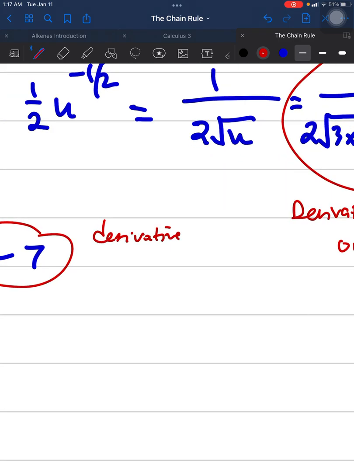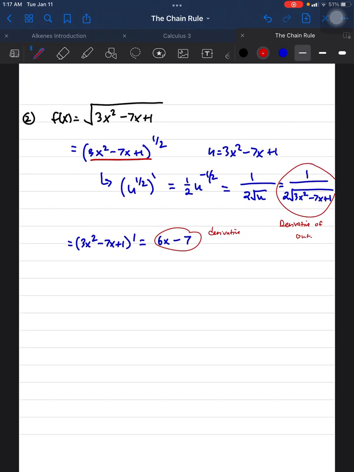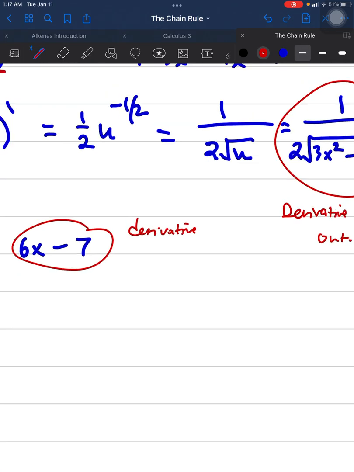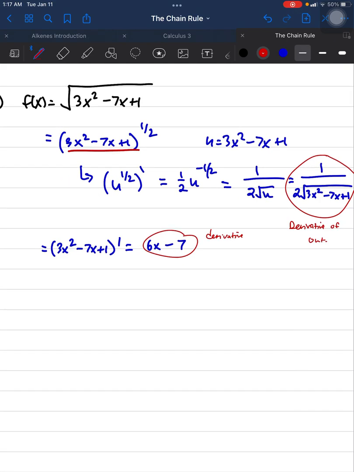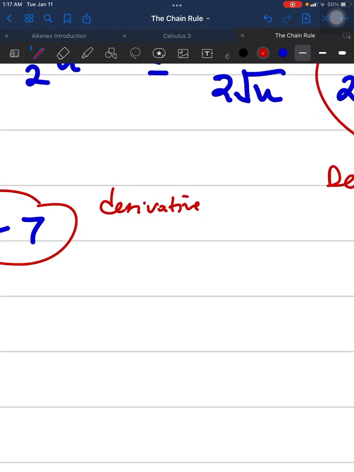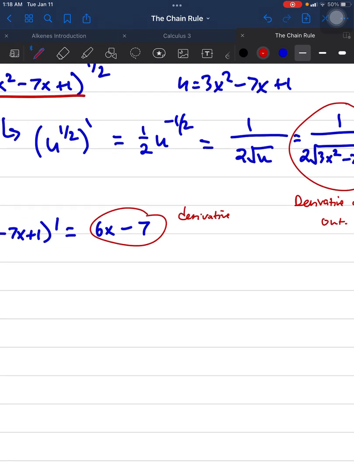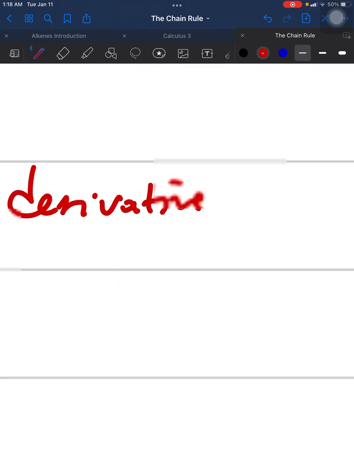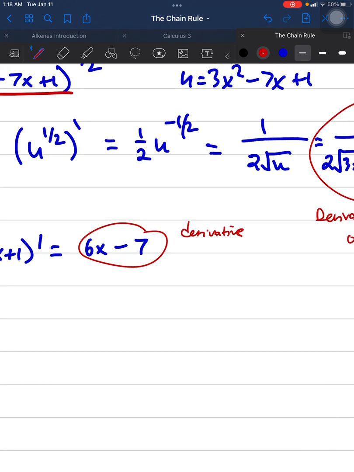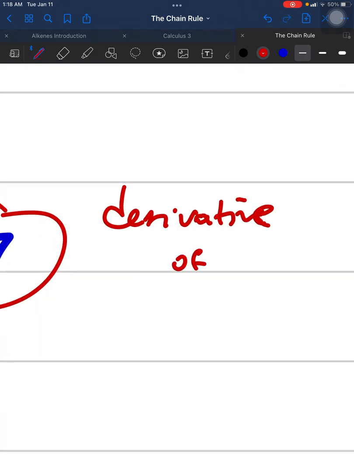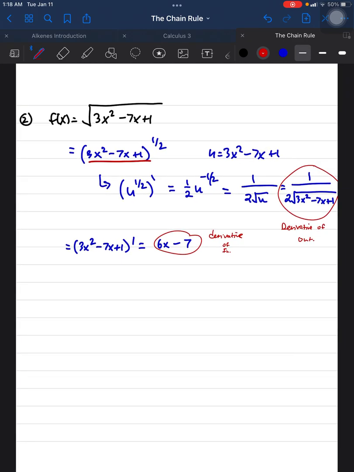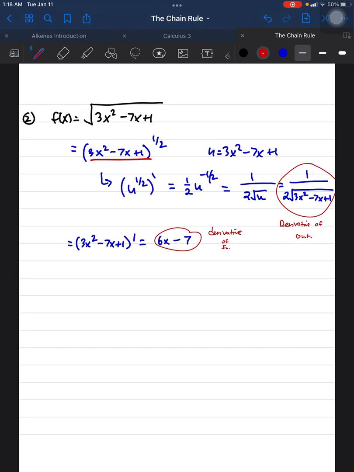I'm just labeling it to make it obvious, but when you're doing it in an exam or quiz, you're going to have to do this process very fast. So it's beneficial if you try not to memorize, but to practice this chain rule, so you know how to do it fast and during time constraints. So this is going to be the derivative of the inside function.